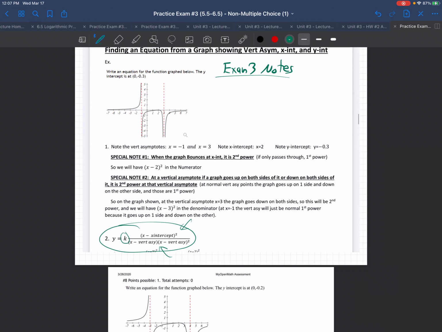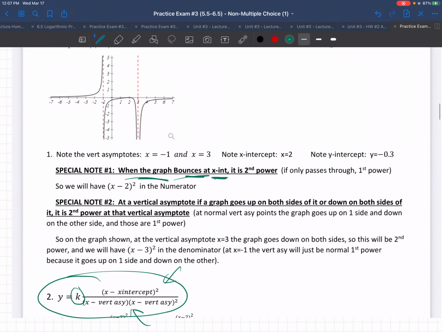Now I want to talk about the powers. I see how some of them have second powers, some of them don't. How do you know? Well, here's the story. When a graph bounces at an x-intercept, let me make this a little bigger for you. See right here at 2, how it bounces? That's a second power. If it only passes through, it's just first power.